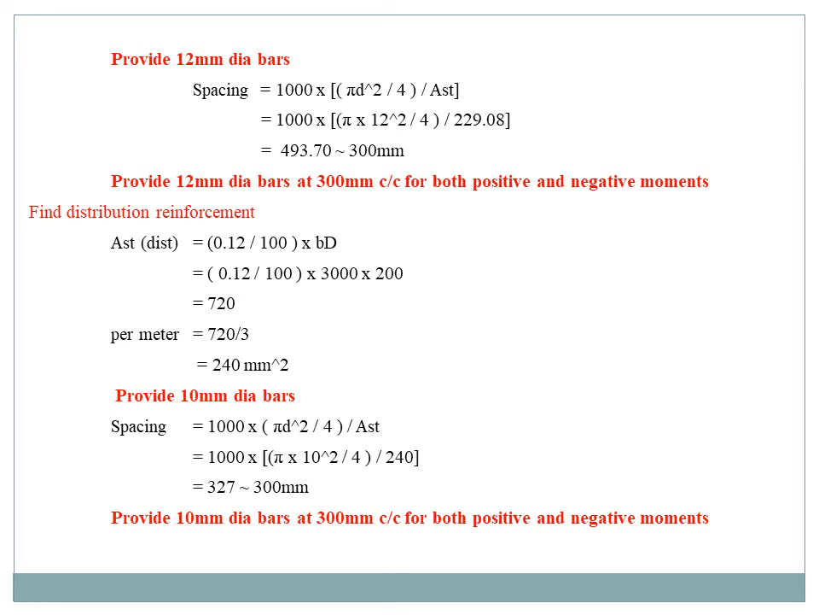Then find out the spacing, with the same formula. Then provide 10 mm dia bars. Applying this spacing also comes above 300, so 327 will be there. So we can assume this as 300 mm. So provide 10 mm dia bars at 300 mm center to center distance for both positive and negative moments.